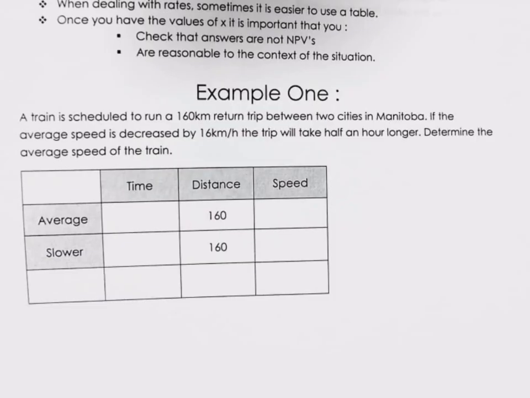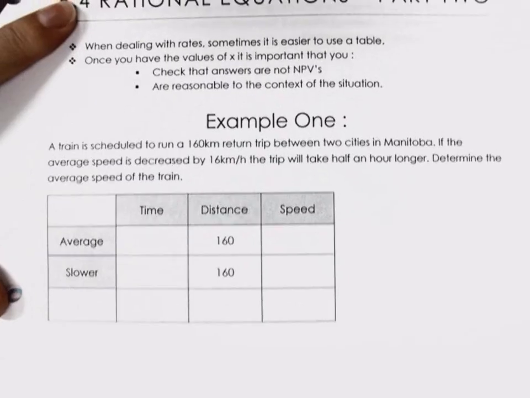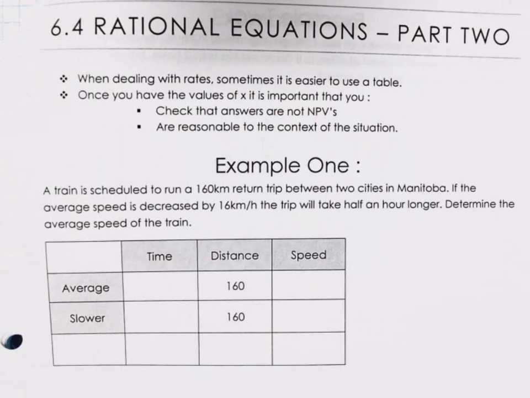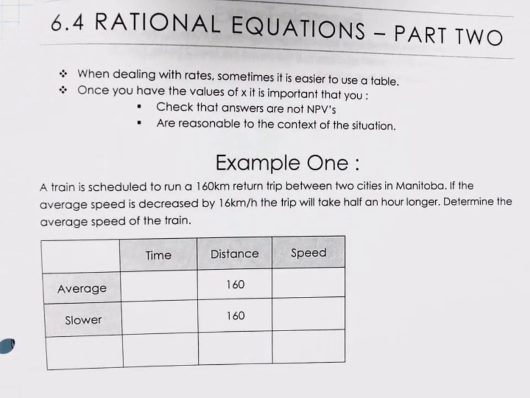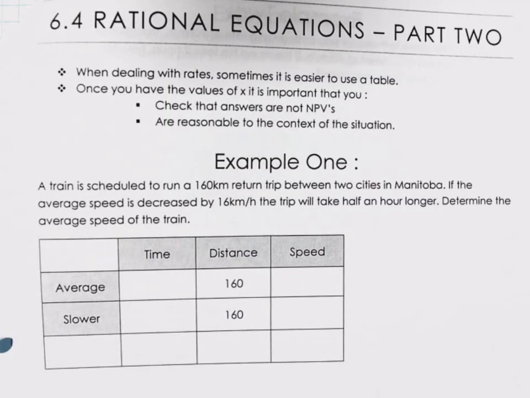All right, so the trouble with this one is that they're word problems and you have to create the equation. So equations weren't terribly hard to solve, but now you have to create the equation first and then solve, kind of like your max-min projects. Sometimes it's easier to use a table when you're setting these up. And once you have the values of X, it's important that you check your answers. Are they reasonable?